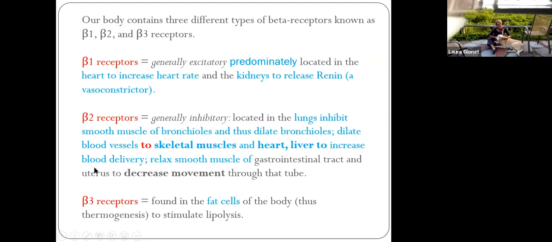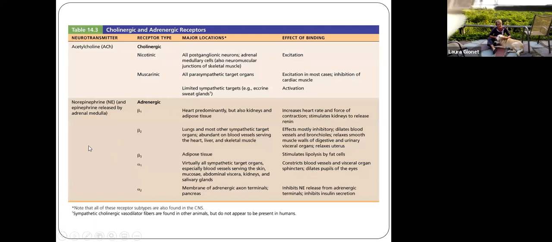The liver, to increase blood delivery, absolutely, and relaxes the smooth muscle. See how it works in inhibitory fashion to the gastrointestinal tract, slowing down digestion. Okay, so I think this is kind of handy to look at. Here we have on top acetylcholine neurotransmitter versus norepinephrine and epinephrine below.